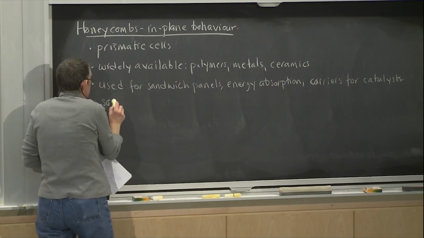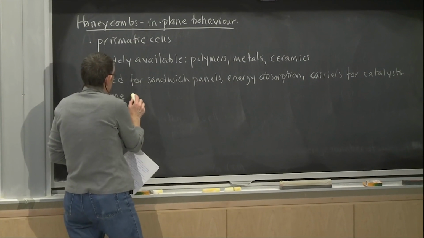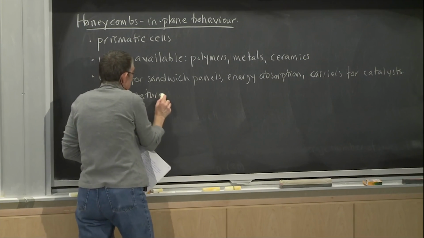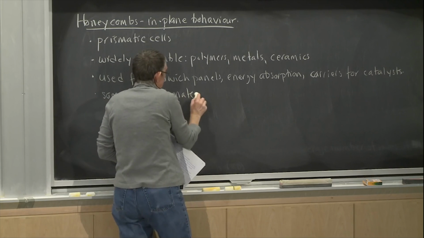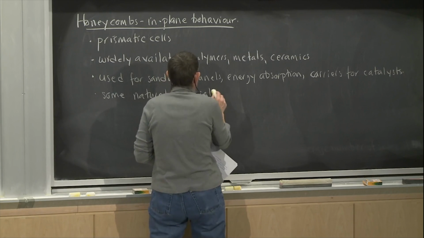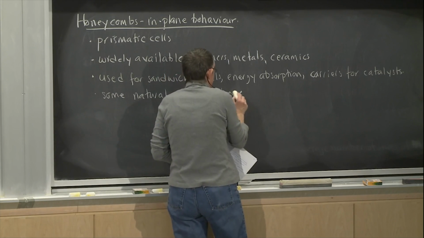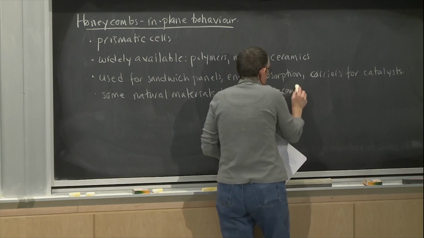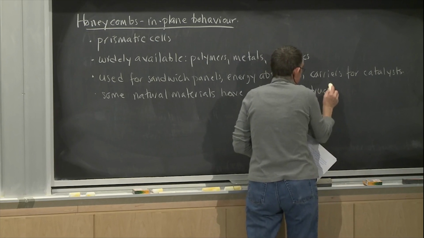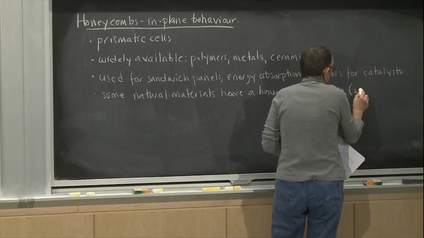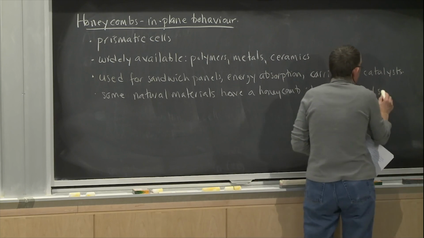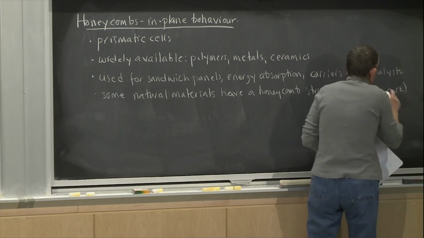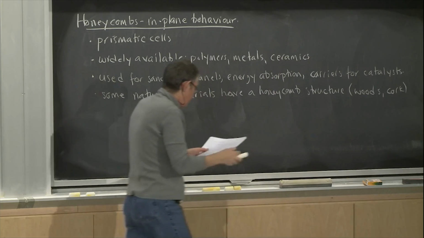And some natural materials also have a cellular structure, a honeycomb structure. So for example, things like woods and cork have a honeycomb structure too.